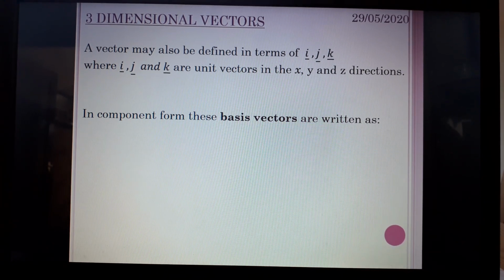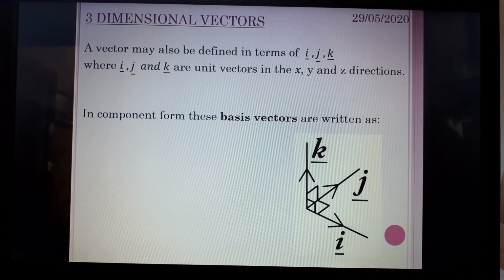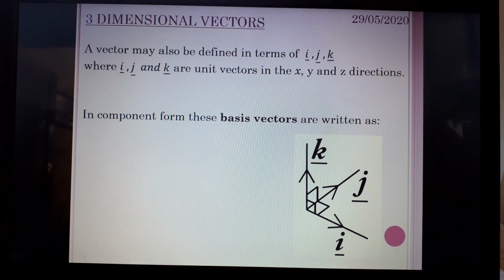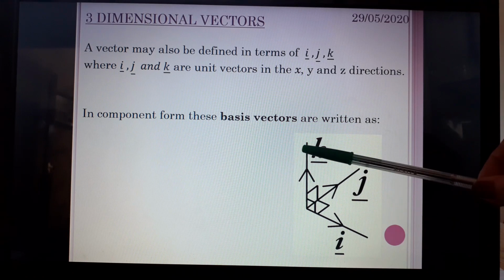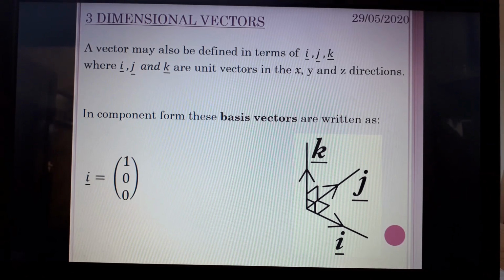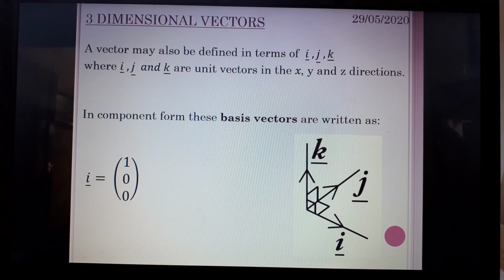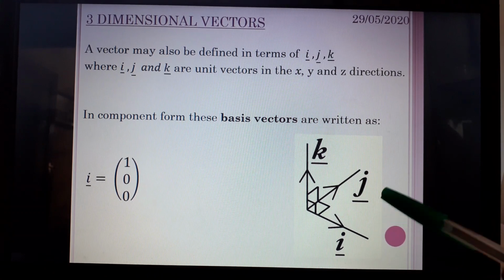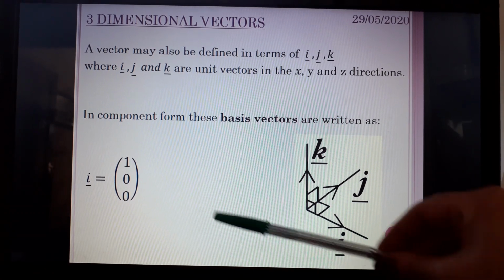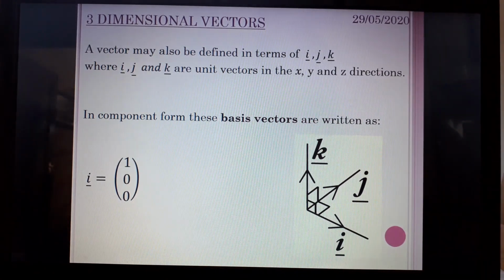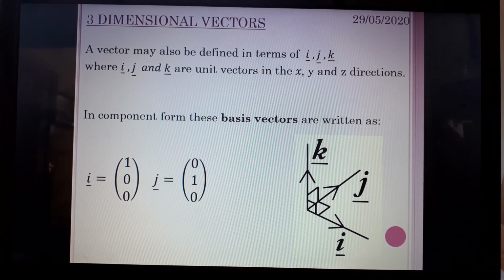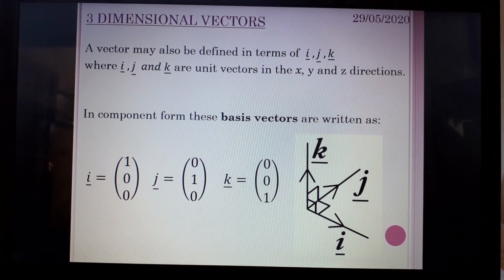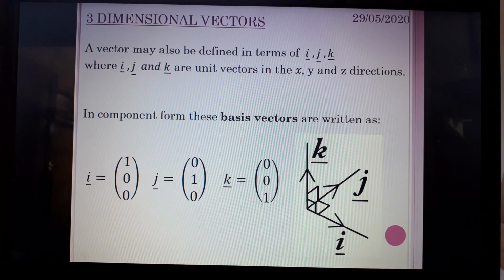Okay, in component form, these basis vectors are written as i, j, k in that way. Now that's usually where you see the x, the y and the z. Because they're 1 unit long, if the i is going along the x-axis, it's going to have a 1 in the x component, in component form. The j would be like that, and the k would be like that, okay?